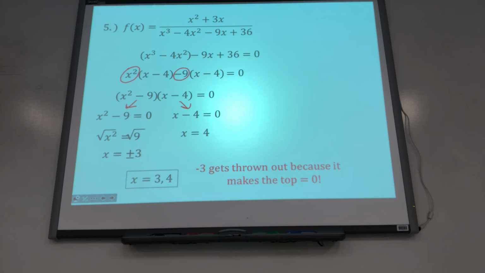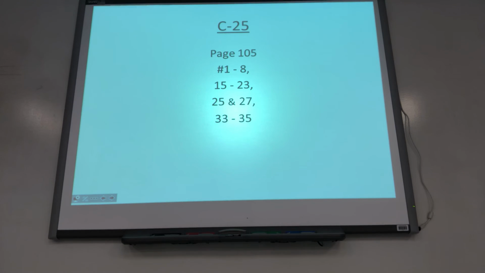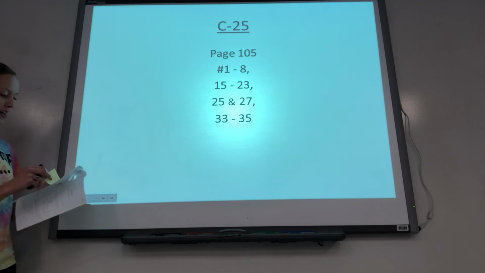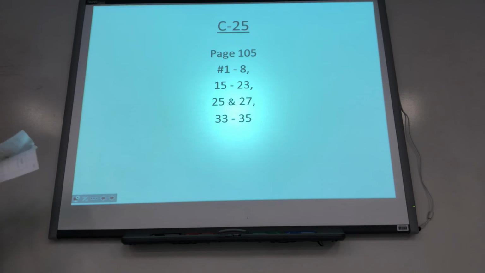Alrighty, so infinite limits, finding vertical asymptotes. The assignment is sort of all over the place. It's really not long, but it is all over the place. We're doing from page 105, 1 to 8, 15 to 23, 25 and 27, and then 33 to 35.